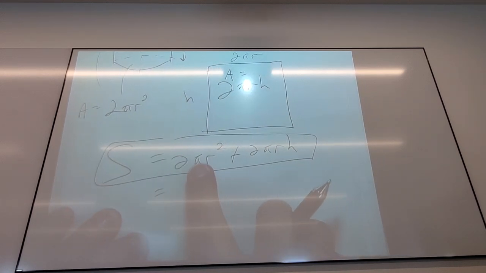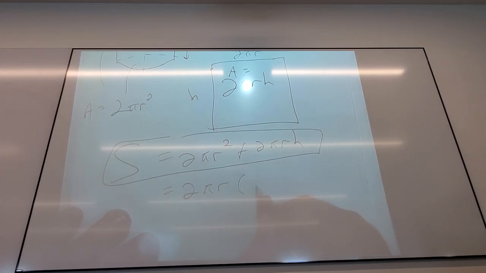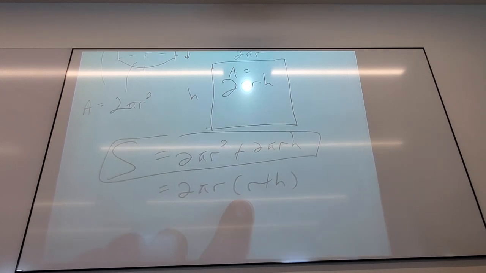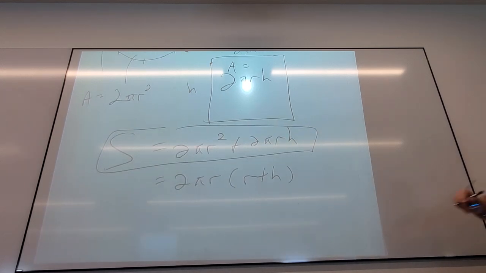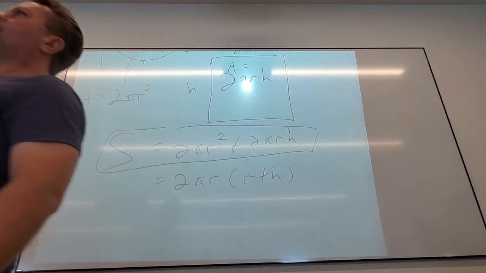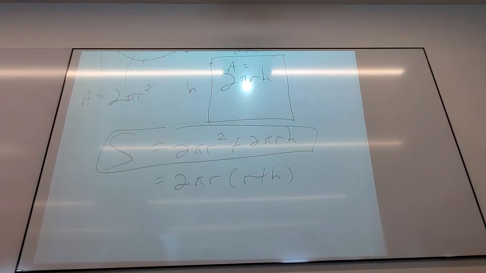Do you guys agree that both of these expressions have a 2 and a pi and at least 1 r? So I could take a 2 pi r out, and then I'd have r plus h left. 1 extra r, and then an h. Is that decent? You'll see this formula if you look in the book, but the first formula is what I know because it makes most immediate sense. 2 pi r squared are the 2 circles. 2 pi r h is the rectangular side. Are you guys all with me?